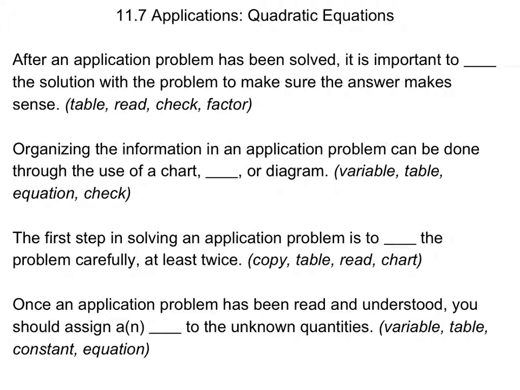Now, the first one: after an application problem has been solved, it is important to blank the solution with the problem in order to make sure the answer makes sense. In this case, check the solution to make sure that answer makes sense. That's usually with application problems. You know, if you've got the height of a tree, it shouldn't be negative. That's something that you'll want to just think about for a second when you look at your answers.